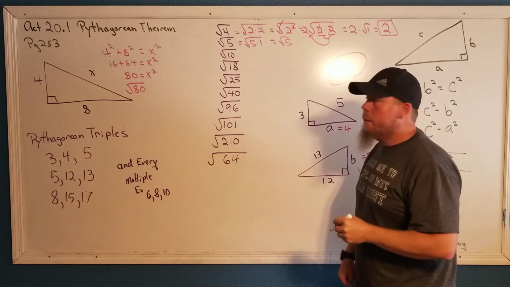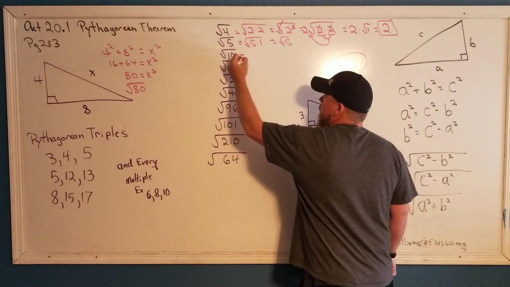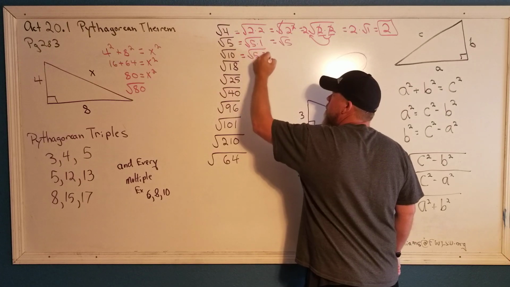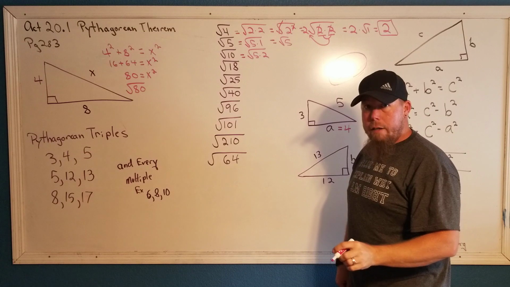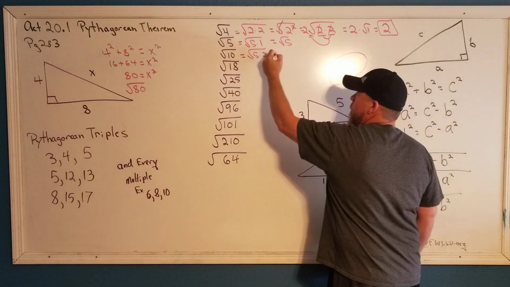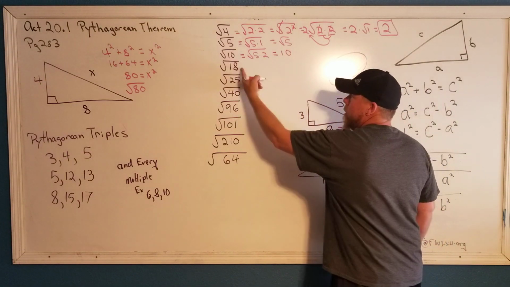Let's talk about 10. Well, what do you multiply to get 10? You get 5 times 2. What repeated? That's right, nothing repeated. Okay, so the square root of 10 is just the square root of 10. This is where it gets interesting.